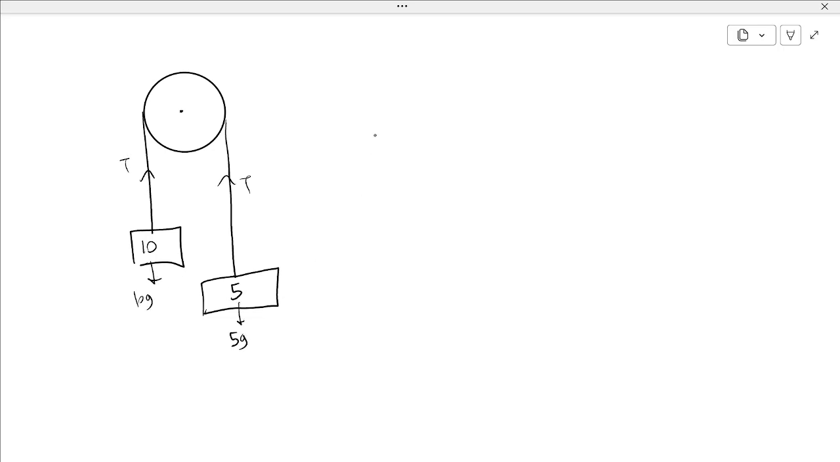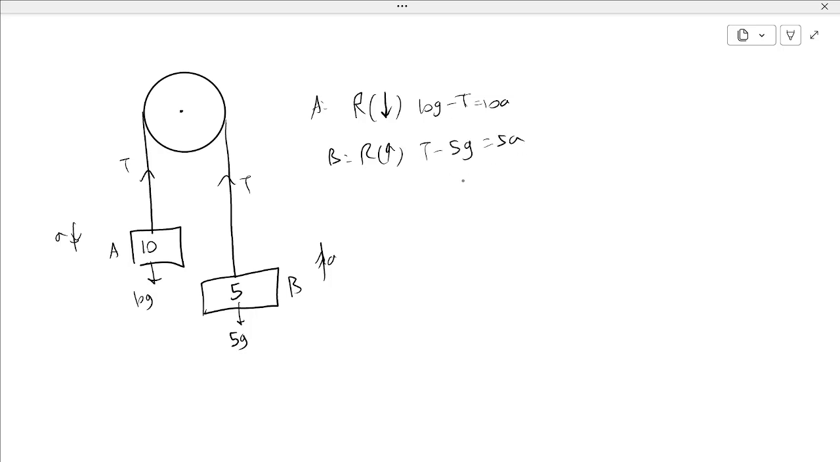And very quickly, again, what I'm going to do is just calculate the acceleration. So particle A is moving, A is heavier, A is moving downwards. B is lighter, B is going to move upwards. So A downwards, 10g minus T equals 10a. On B, B is moving upwards, so T minus 5g equals 5a. Adding together, 5g equals 15a. Perfect. A is g over 3 meters per second squared.